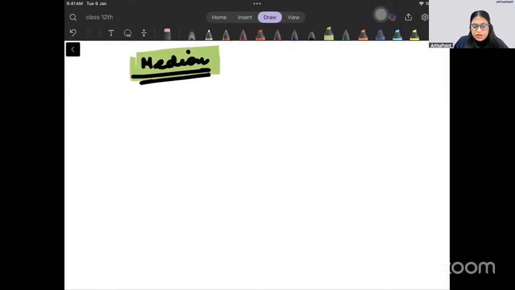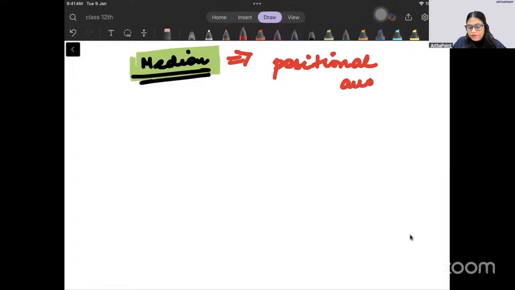So median means that you are basically talking about the middle value, whatever divides the data set in half. Okay, so in median, 50% of the observations are below and 50% of the observations are above. Median is also called the positional average because it tells you the position. It is not affected by extreme values. Outliers do not matter because it is talking about the center value, right?